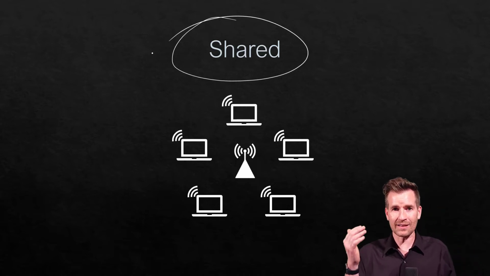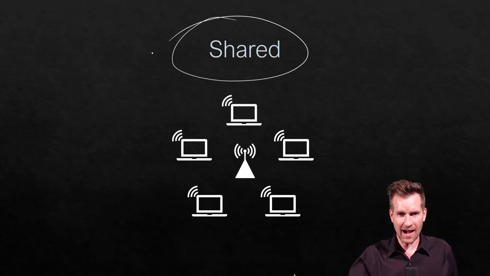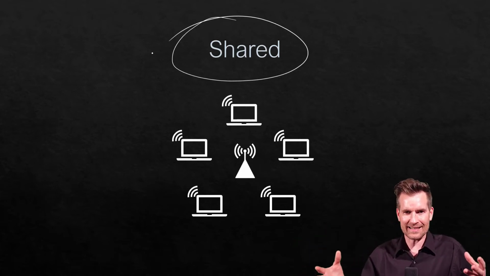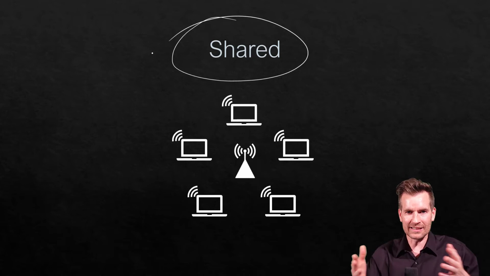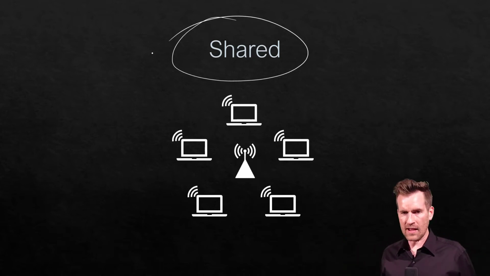We go back to the hub method with wireless. That is, whatever device talks, any other device can talk at the same time, and we have a collision. And that's a problem. We have to be able to deal with that collision. It's very inefficient.